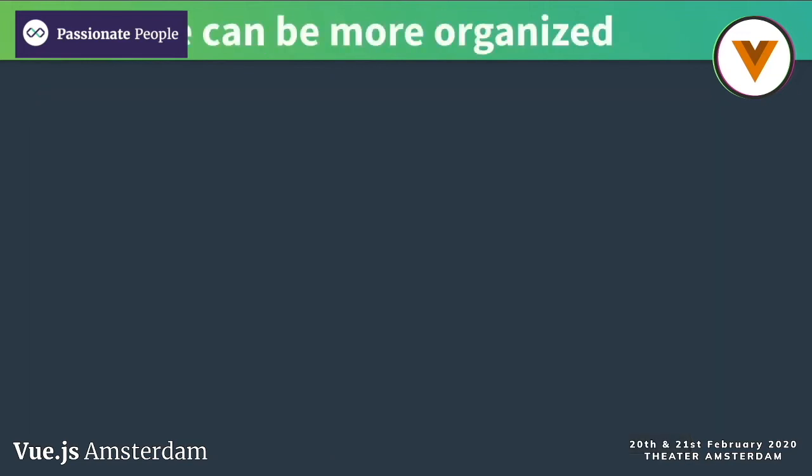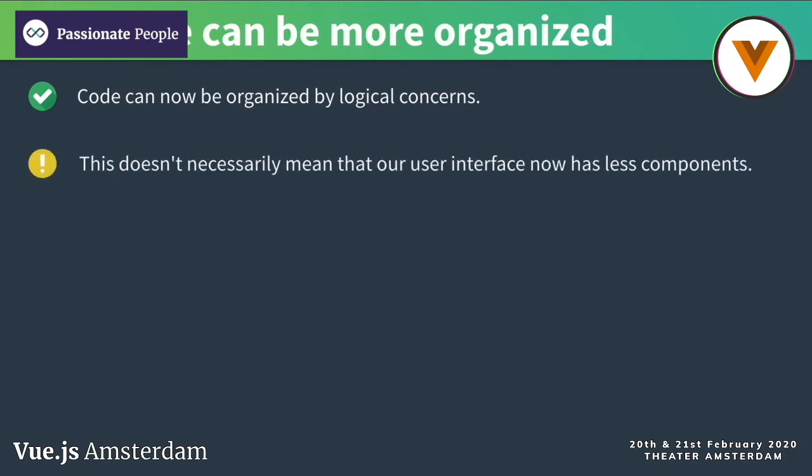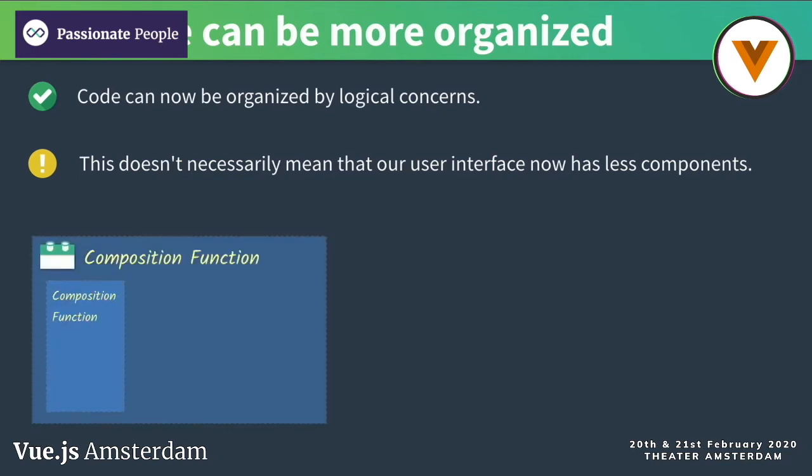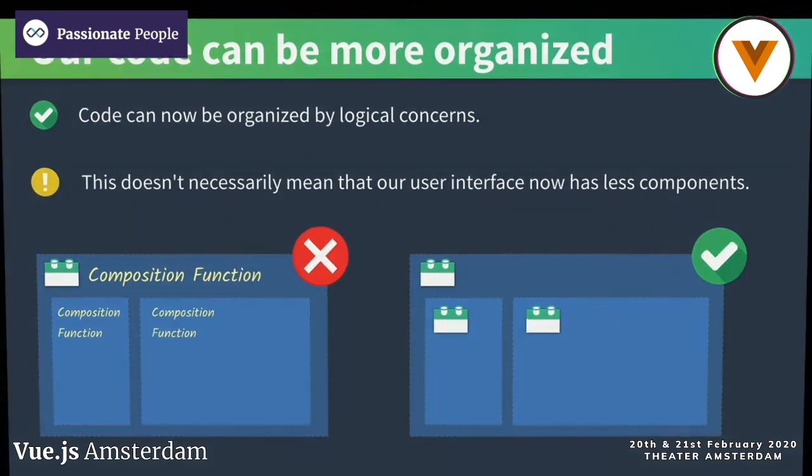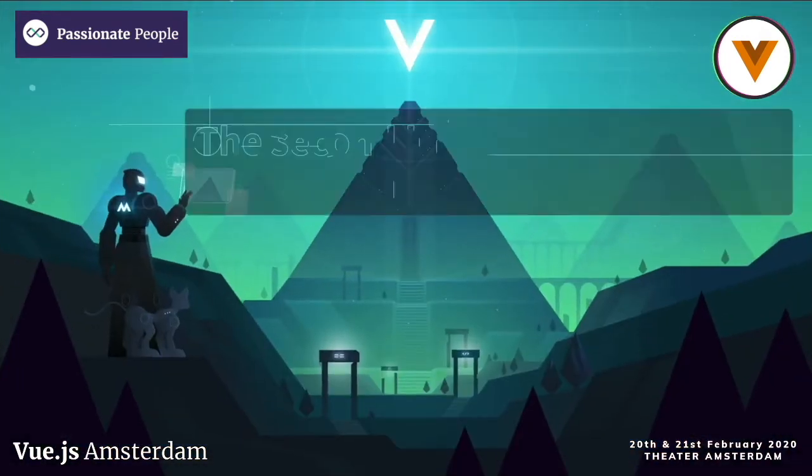All right, so now our code can be more organized by logical concerns. But that doesn't necessarily mean that our user interface now has components. Don't get this confused with components, right? It's not like I'm going to have a composition function for all the different parts of my page. No, no, no. I'm still going to use good component design and encapsulate different pieces of my user interface into their own components. All right, so that's the first limitation.